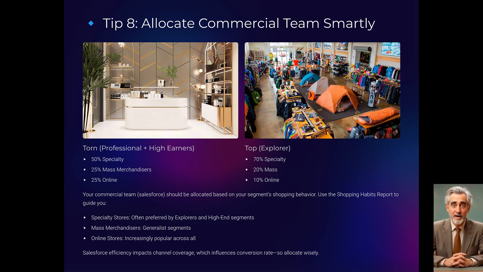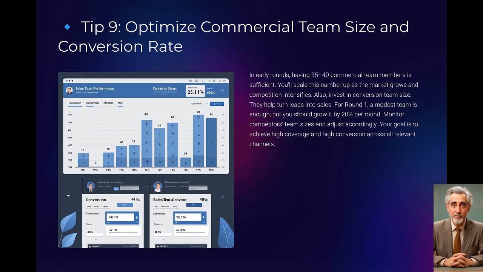Small Blue Diamond Tip 9. Optimize commercial team size and conversion rate in early rounds. Having 35 to 40 commercial team members is sufficient. You'll scale this number up as the market grows and competition intensifies. Also, invest in conversion team size. They help turn leads into sales. For round 1, a modest team is enough, but you should grow it by 20% per round. Monitor competitors' team sizes and adjust accordingly. Your goal is to achieve high coverage and high conversion across all relevant channels.